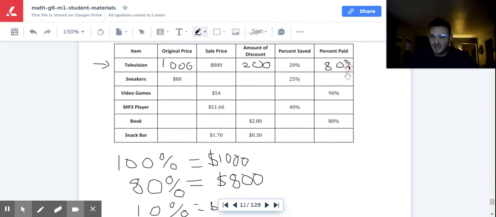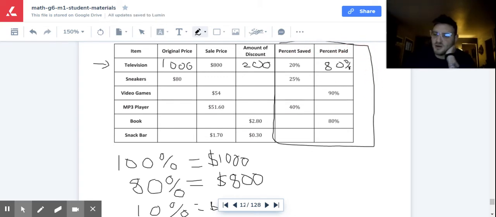Now, this is going to be pretty easy. So we can just go ahead and do all of these right now, because that's actually very simple. So if you saved 25%, what's left? 75%. If you paid 90%, how much did you save? 10%. If you saved 40%, how much did you pay? 60%. If you paid 80, you saved 20.